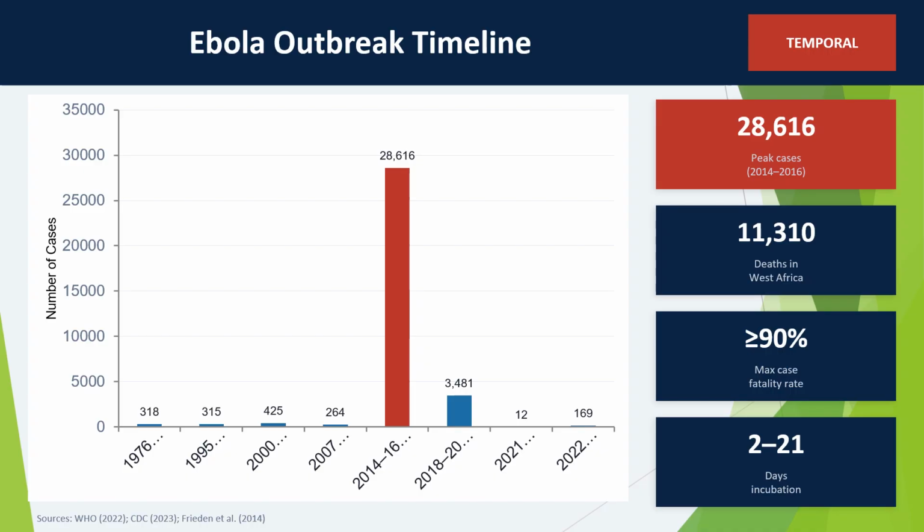Looking at the key statistics on the right of this chart: a case fatality rate of up to 90%, an incubation period of 2 to 21 days, and nearly 900 healthcare workers infected in the 2014 through 2016 outbreak. It's clear why Ebola is classified as a public health emergency of international concern.